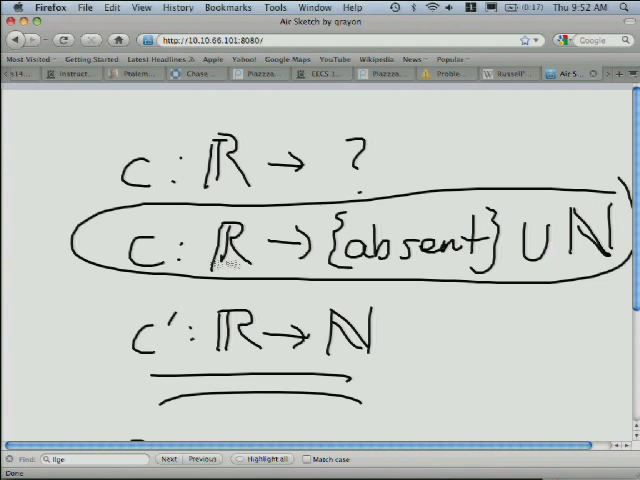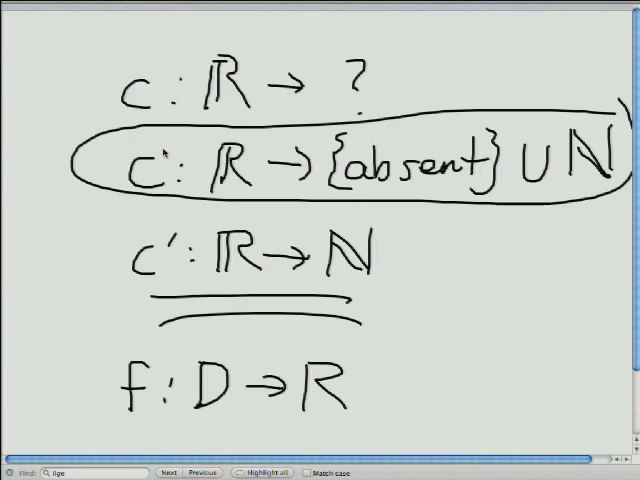And here I've given the range, okay, as a union of two sets: the natural numbers and a set that only has a single element that we call absent, which is not a natural number, right? What we mean by this is that the value of this function at some real number r, so c at some real number r, will either be absent or a natural number. That's what that notation means. Okay? Was that your question? Was it getting at the notation, or?